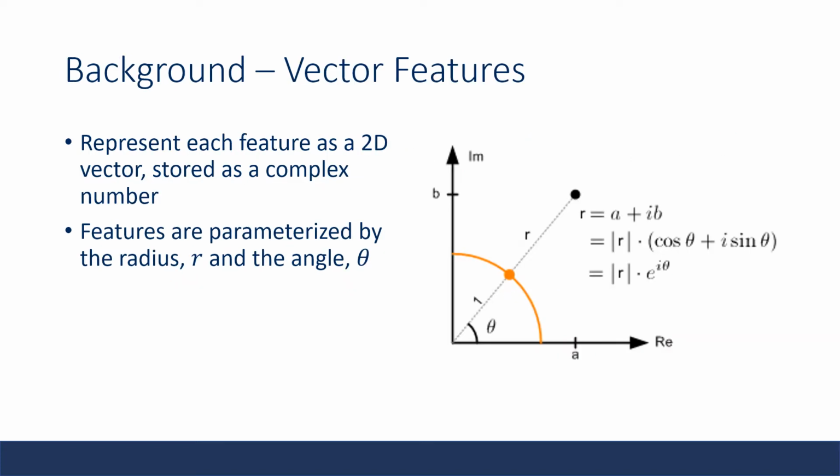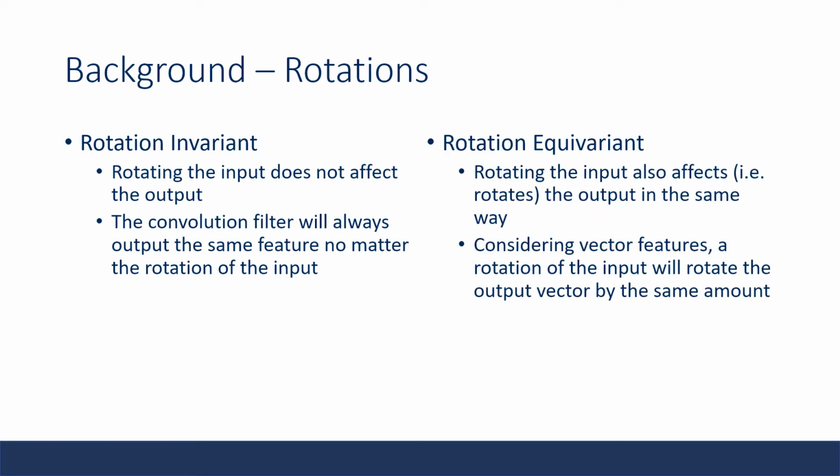This paper uses a couple of interesting ideas to construct their network. First is the idea of vector features, in which features are represented as a vector on the 2D plane rather than a simple number. The way they are parameterized here is using the radius r and the angle theta. Next is the idea of different types of rotational properties for convolutions. They define two different streams within their network.